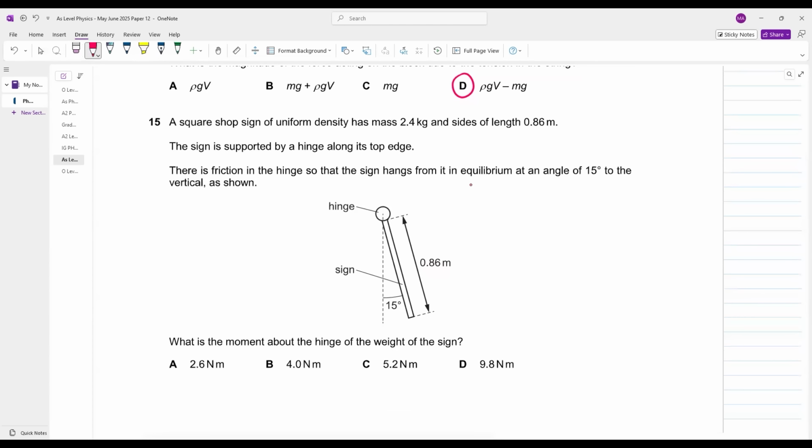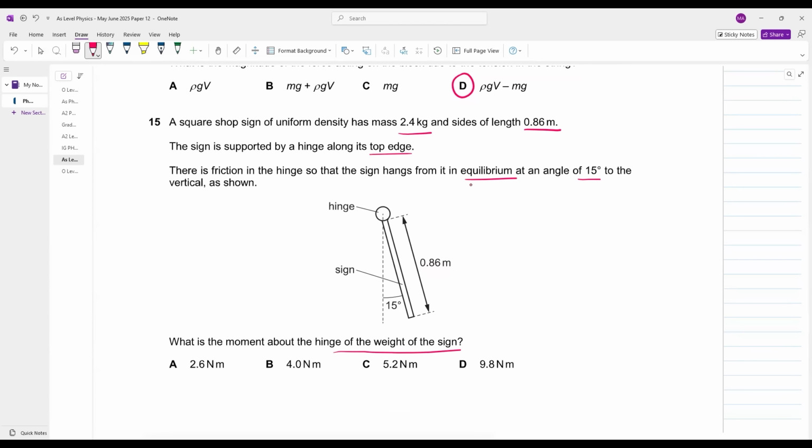Let's further move ahead. A square sign of uniform density has mass 2.4 kg and side lengths of 0.8 meter. The sign is supported by a hinge along its top edge. There is no friction in the hinge so that the sign hangs from it in equilibrium at an angle of 15 degrees to the vertical as shown. What is the moment about the hinge of the weight of the sign?